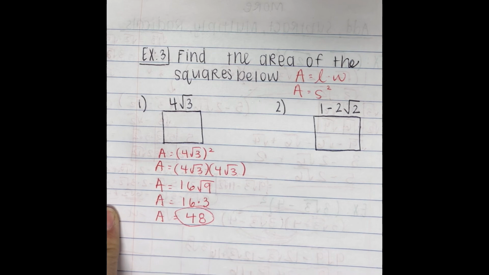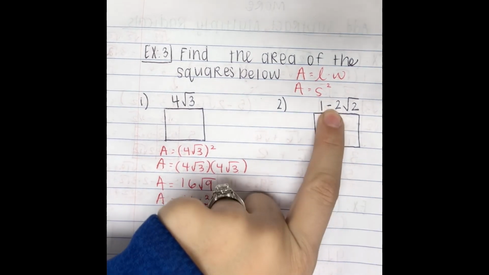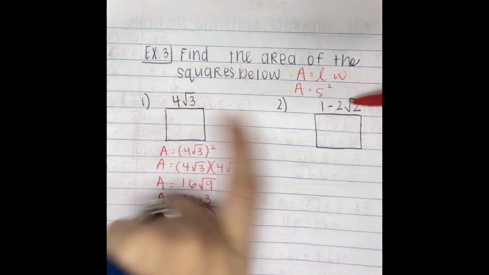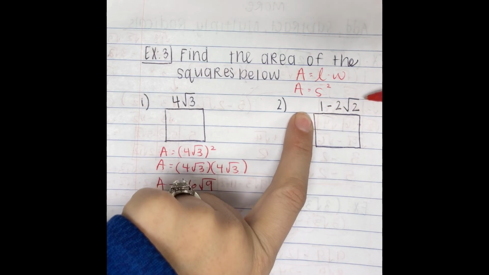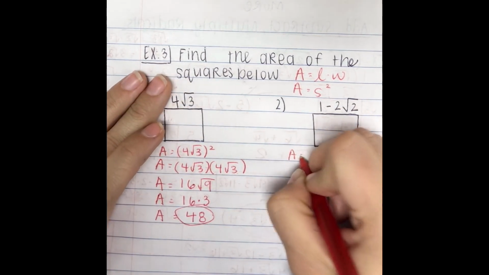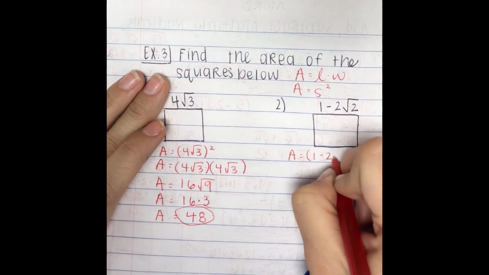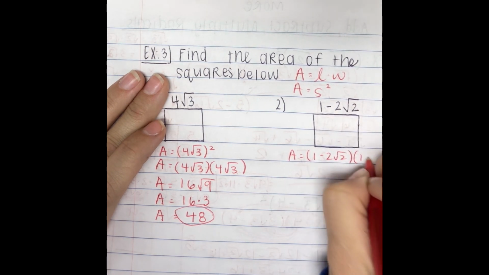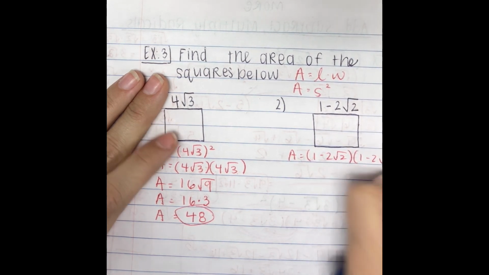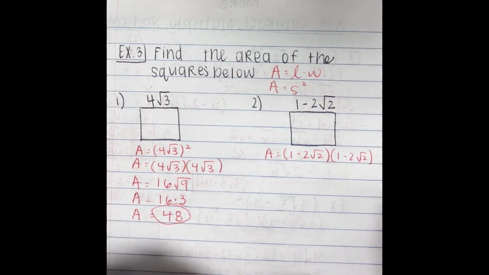That's our area. Here's the same, but instead of one term, we have 2. We have 1 minus 2 square root of 2. So we're just multiplying it by itself 2 times, length times width, right? Or your side squared, okay?